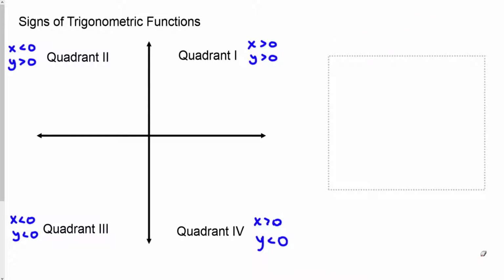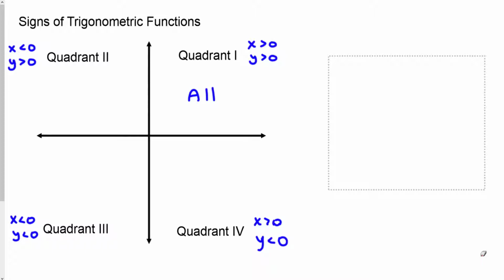So for sine being defined as y over r, if y is positive and r is positive, then sine is positive. Cosine is defined as x over r, and both of those numbers are positive, so cosine of theta, of all angle measures in here, is positive. In addition, tangents are all positive. Cosecant, secant, cotangent are just the inverse of these. All of your trig functions are positive in quadrant 1.